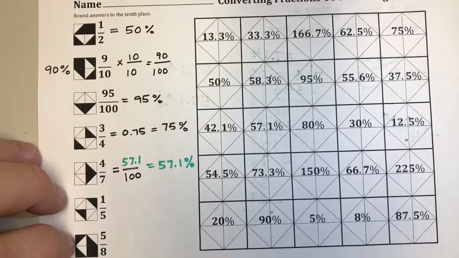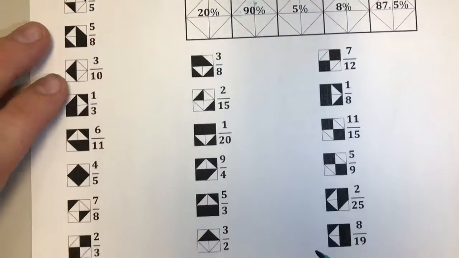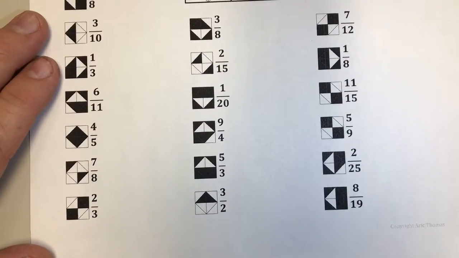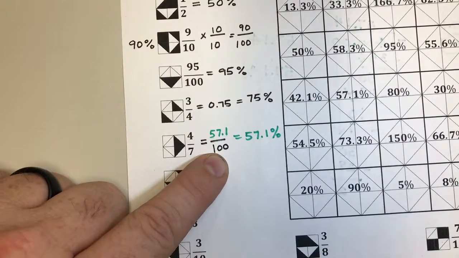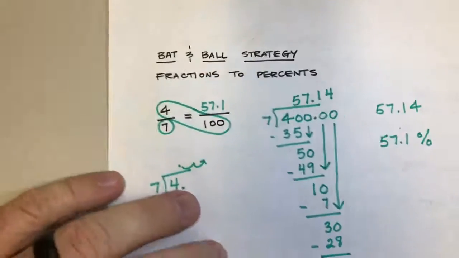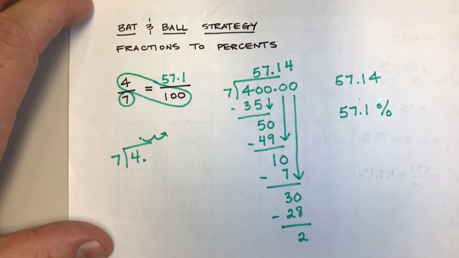But the bat and the ball strategy will help us with lots of these other fractions where it is difficult to get it equal to 100 in order to change it to a percent. So that same process will work for any fraction. Hope this helps.